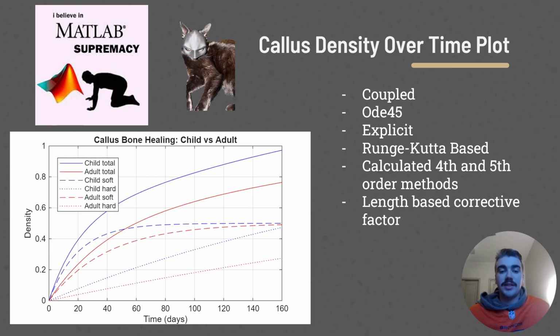This model also takes into account the geometric regulatory factor relating the length and diameter of the bone and the breakage for both the child and adult, which gives a regulating factor to the equations, leading to longer bones taking longer to heal. Children, as you can see in the graph, heal faster than adults and have calluses form, both soft and hard, quicker than adults, but stabilizing at the same rate.